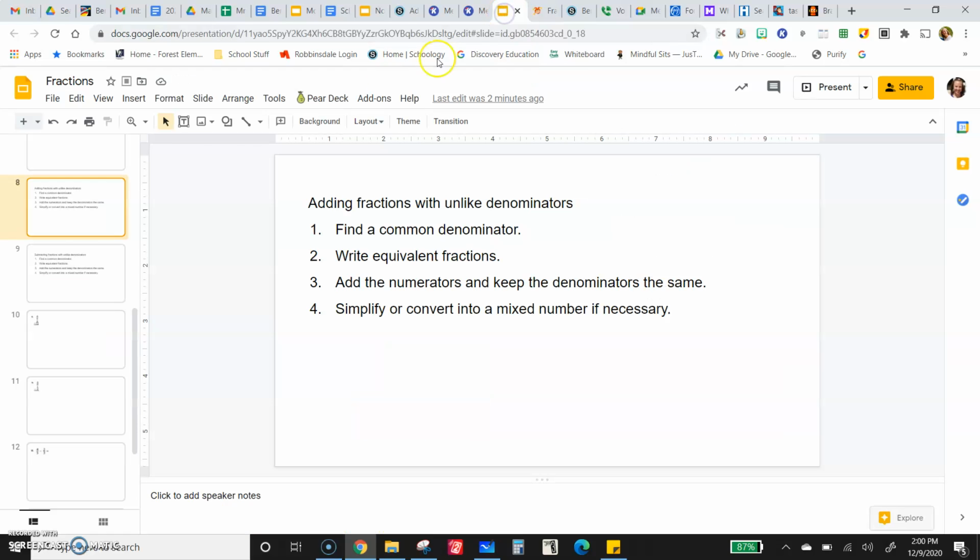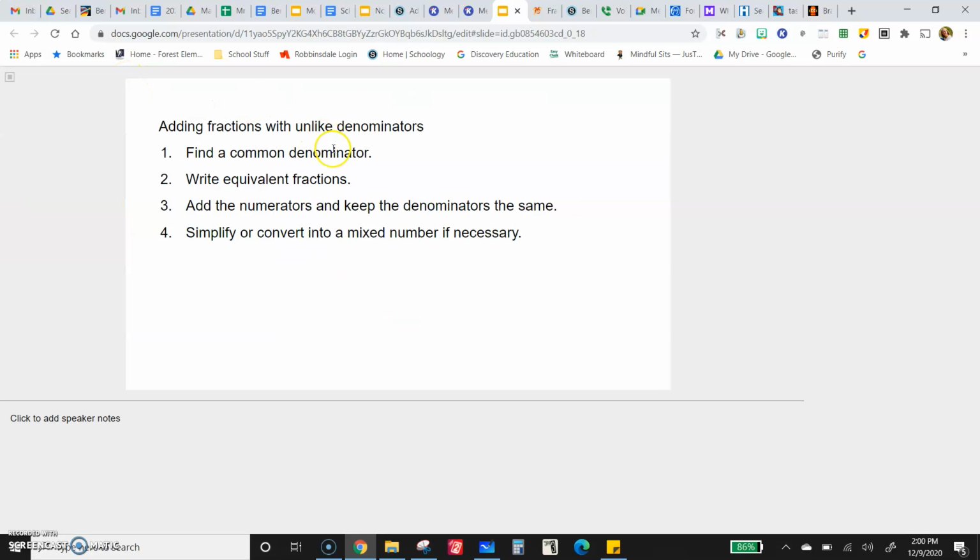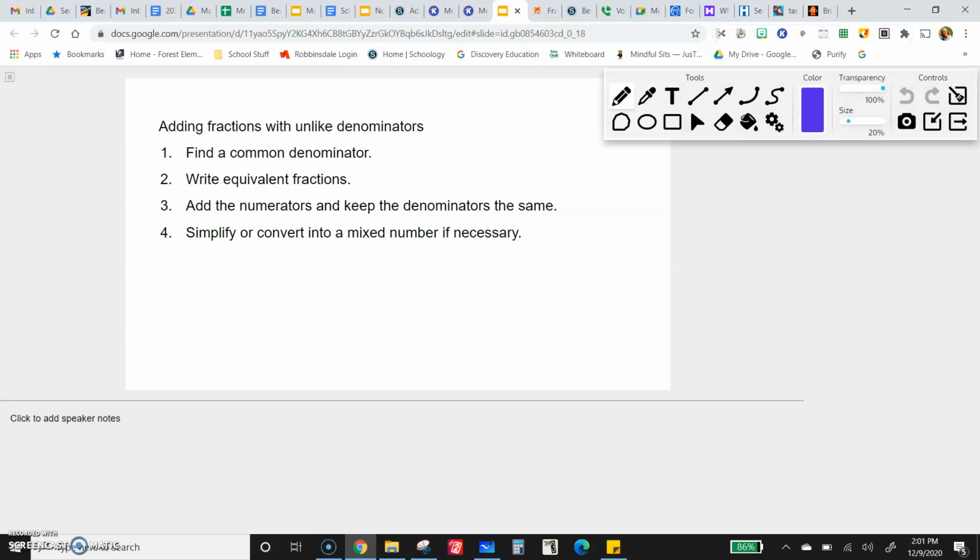fractions. So if I think about the steps, first I find a common denominator, then I'll write equivalent fractions, then I'll add the numerators and keep the denominators the same, and then I'll simplify or convert into a mixed number if necessary. So I'll go ahead and do the first one that's on your worksheet that I just showed you.